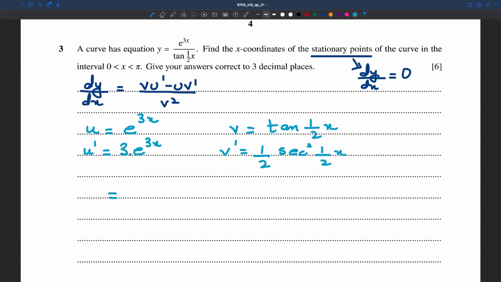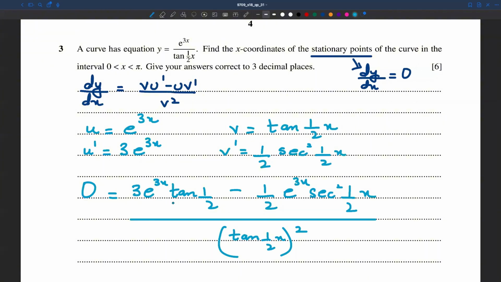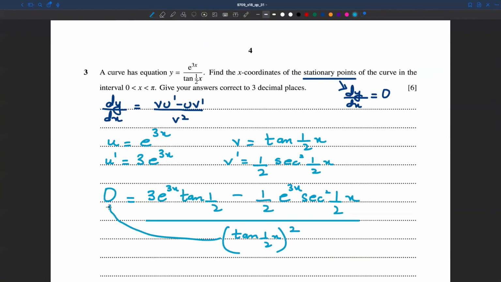So this will be vu', so 3e power 3x multiplied by tan half x, minus uv', so that will be half e power 3x sec squared half x, upon v squared. v squared will be what? Tan half x whole squared. Now we'll set it equal to 0 because it's talking about the stationary point. So the tan half x multiplies over here and becomes 0.